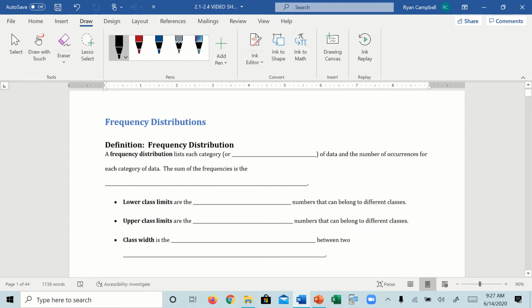First things first, the frequency distribution. So frequency distribution lists each category. These categories are called classes of the data and the number of occurrences for each category of data. We want to make sure that the sum of the frequencies, when you add them all up, is the sample size. Right, it's the number of people you talk to in your sample.